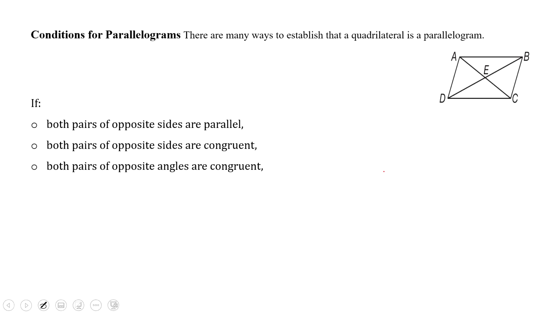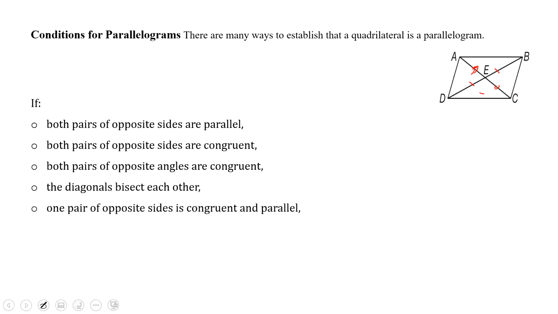Both pairs of opposite angles are congruent. Again, if that's true, you have a parallelogram. Same thing, the diagonals bisect each other. So if we look at our picture, I drew in some lines so that those are congruent and these are congruent, you know they bisect each other, parallelogram.